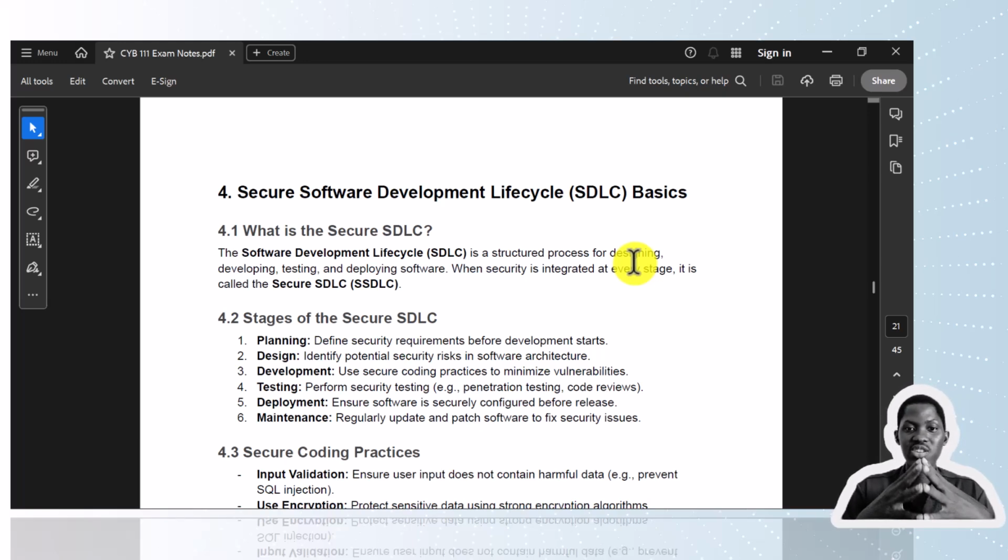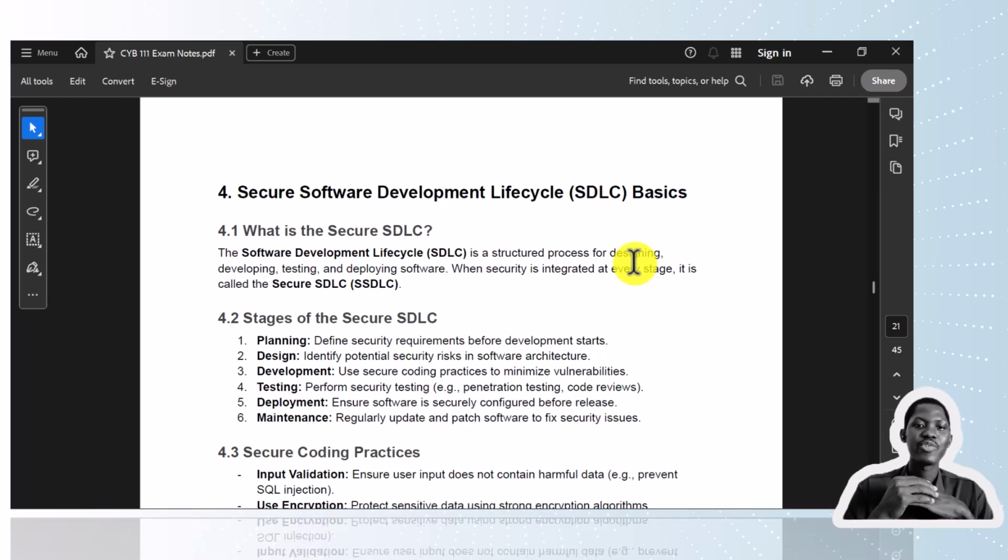So you define the security requirements of the software before anything. When you are gathering the information about what the software should be able to do, what people are going to be using the software, which environments they are going to be using it in, you also define the security requirements during that stage, before you even start development. Now, you move to the next stage, which is design.